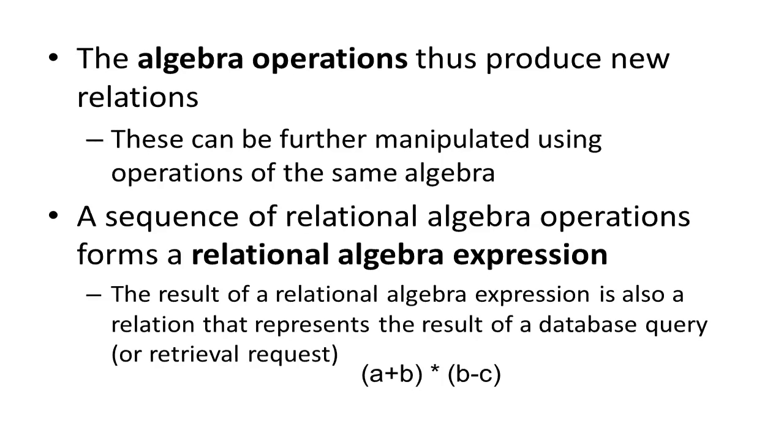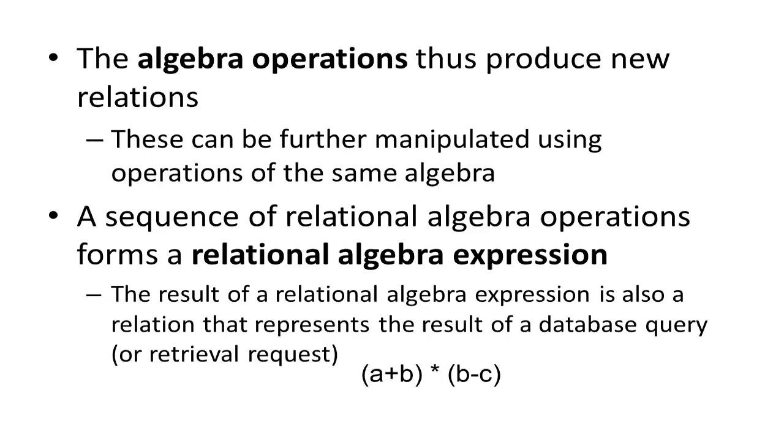So the next point is, when you are studying relational algebra, there will be some relational algebraic operations. When you combine relational algebraic operations, you make a relational algebraic expression. A sequence of relational algebra operations forms a relational algebra expression. You would have studied what an expression means in mathematics. For example, a plus b is one operation and b minus c is another operation. When you combine these two, a plus b into b minus c, this forms an expression. We call this an expression, right?